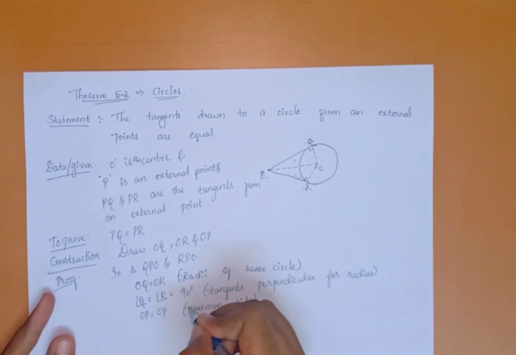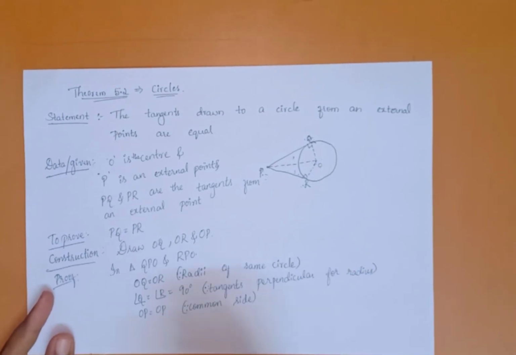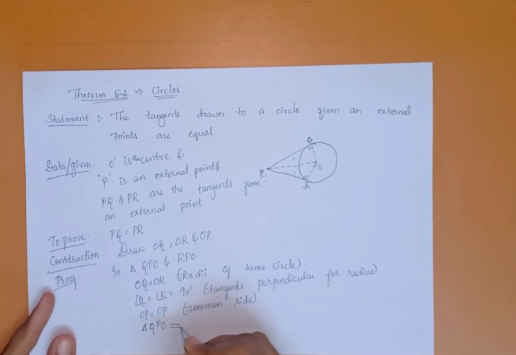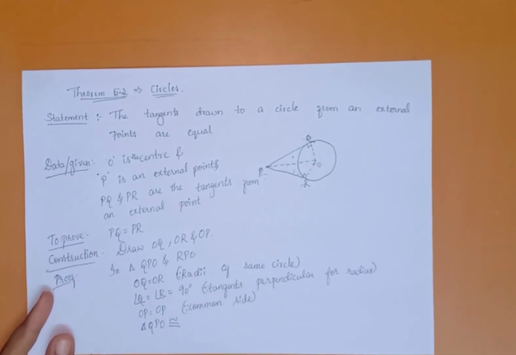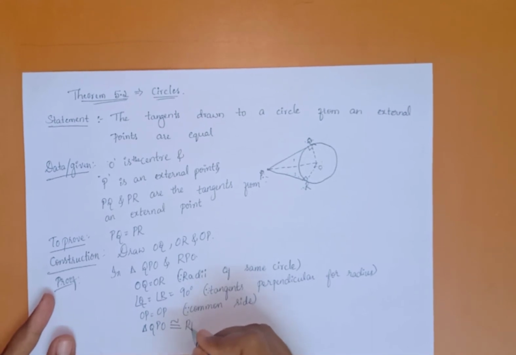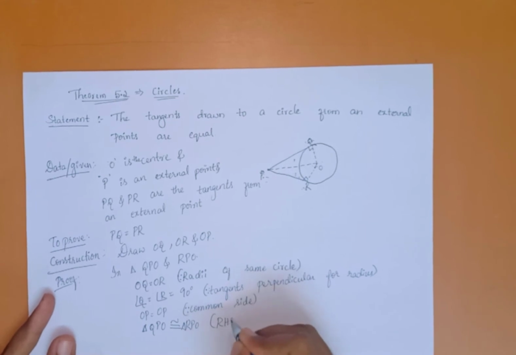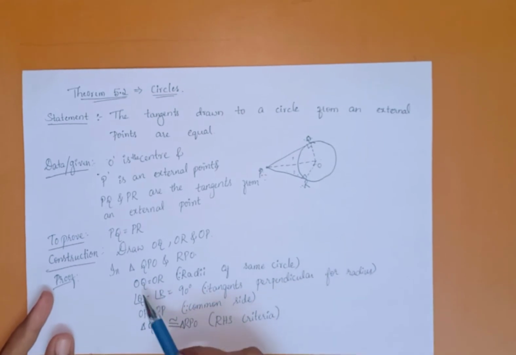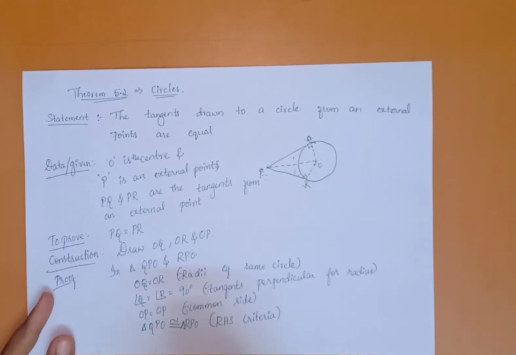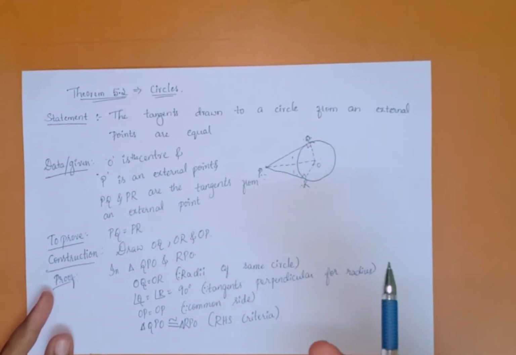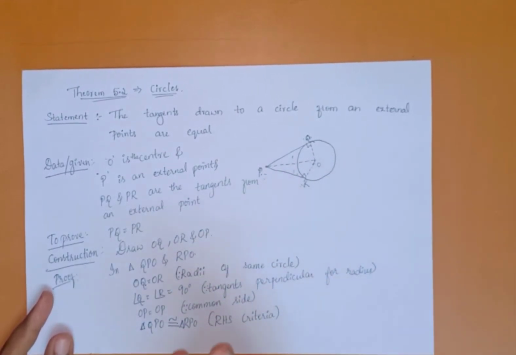Now we have two sides and one angle equal. Therefore we can say the two triangles are congruent. Congruent means an equal symbol with a sleeping S upon it. The criterion is RHS. Otherwise you can write SAS also, because side, angle, side you can write. If two triangles are congruent, it means all the sides and all the angles are equal. That thing you need to remember.